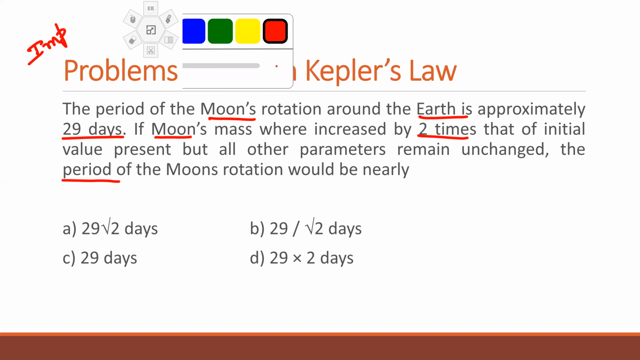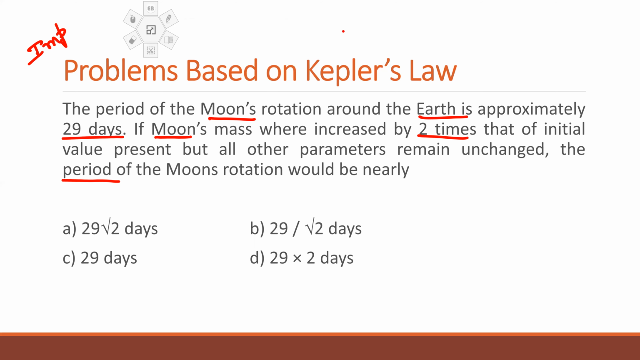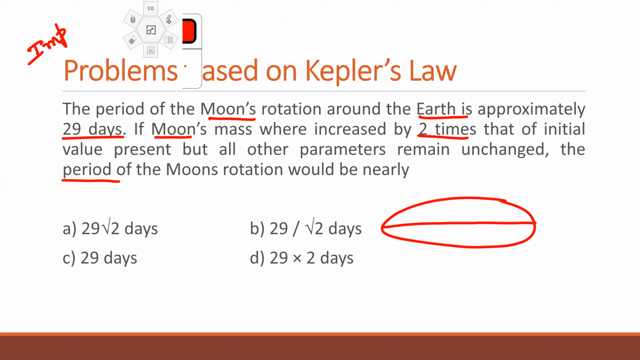Okay. Students, in this problem, say here, this is the elliptical shape. Moon is rotating around Earth. Here is the moon. This is the moon rotates. Here the question is, mass of what? Either the moon or Earth. The moon's mass, not Earth mass.